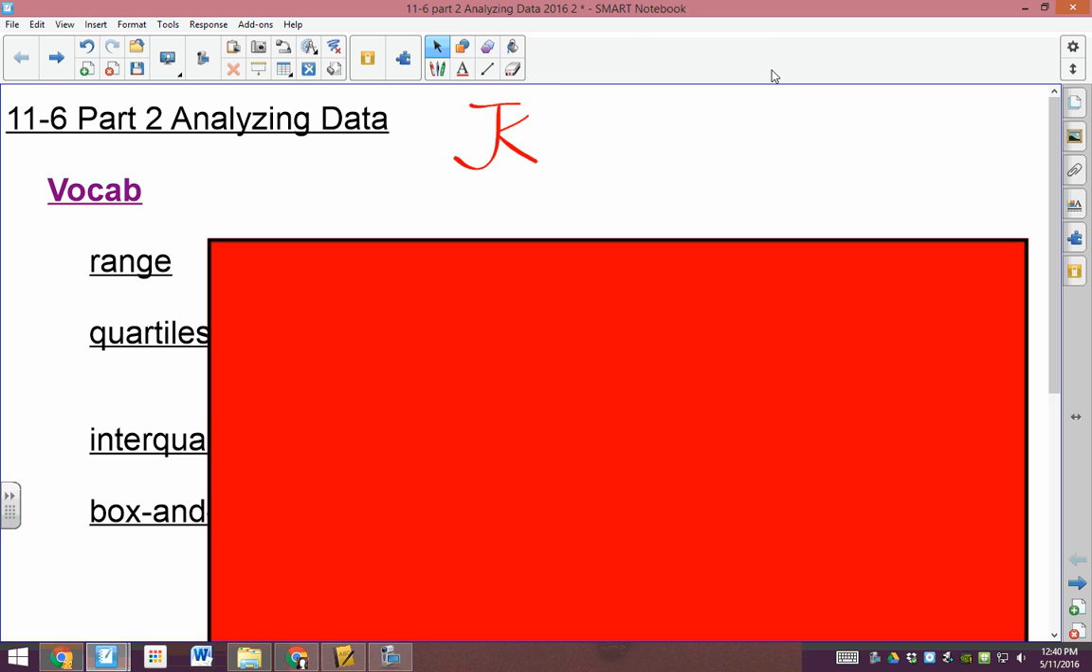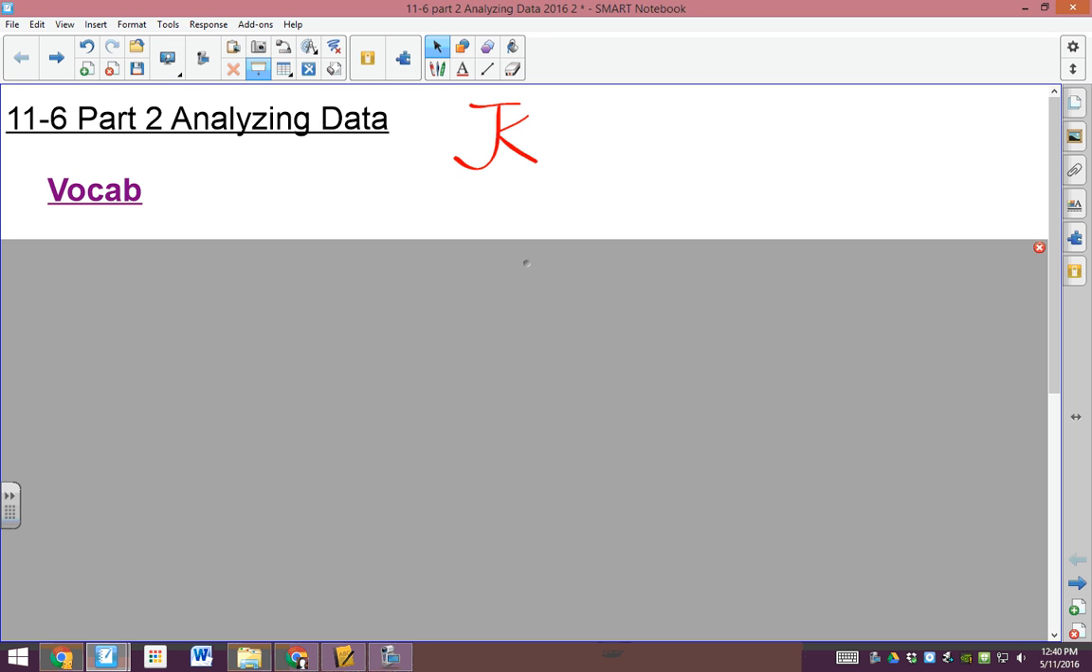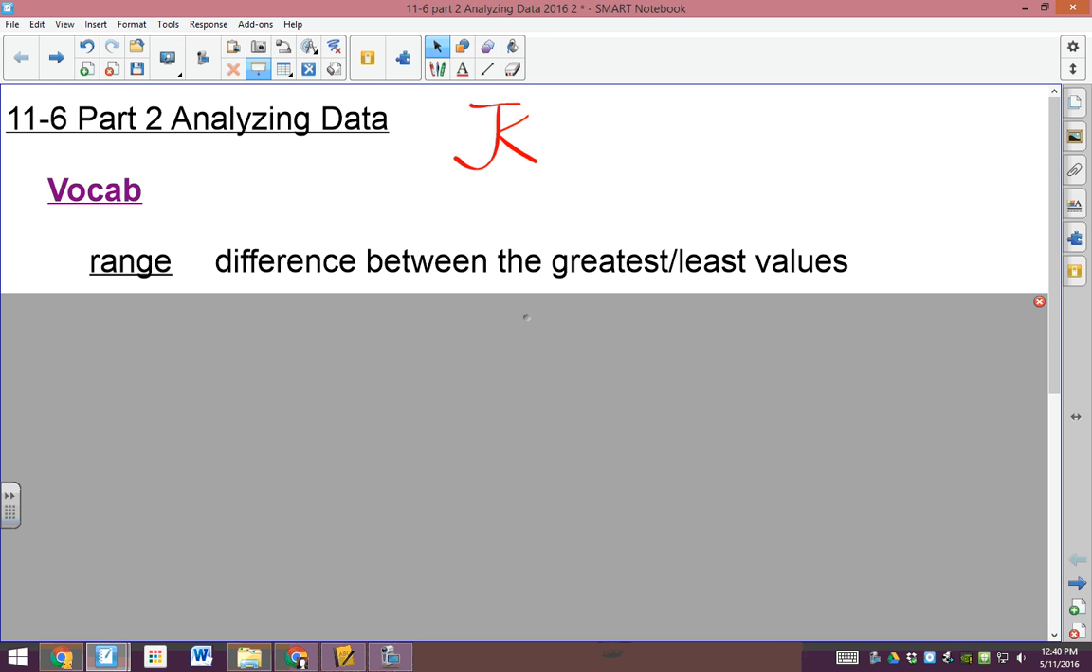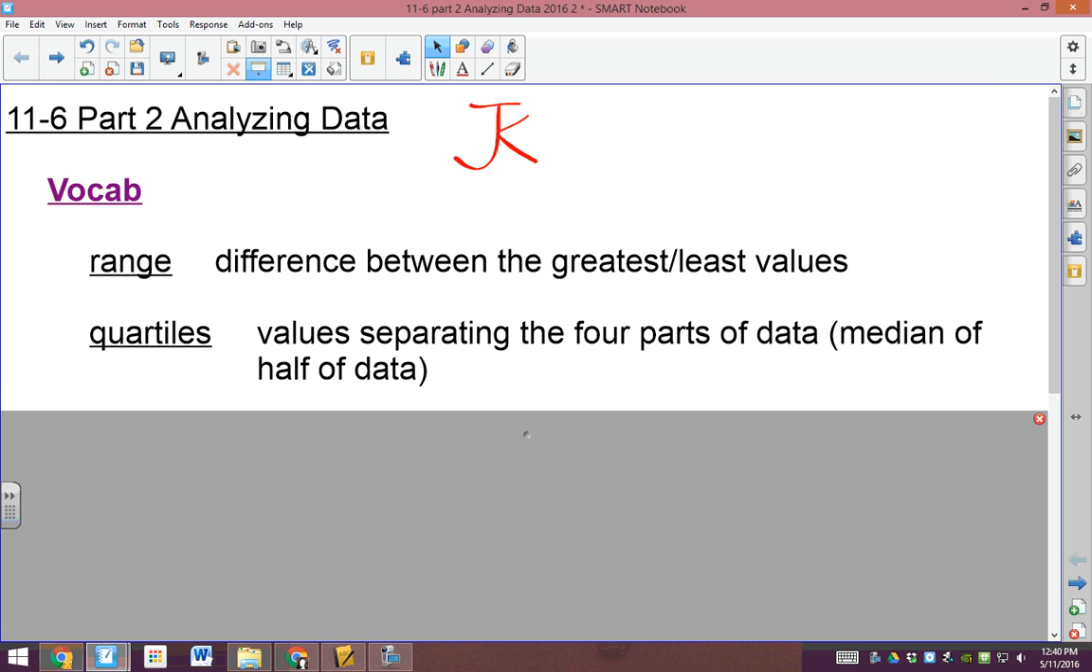Alright, some more vocab. Got us into trouble yesterday with this, so I'm gonna get that big red blob out of there. Alright, first vocab word. Range, we did this. It's the difference between the greatest and the least. That's an easy one.